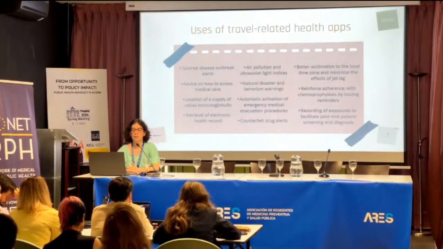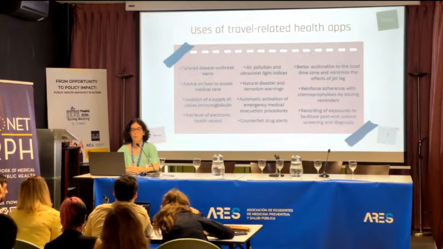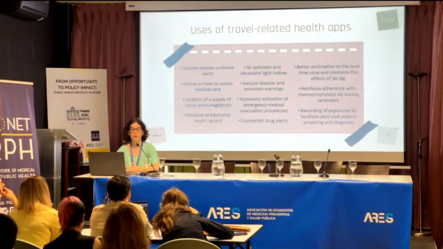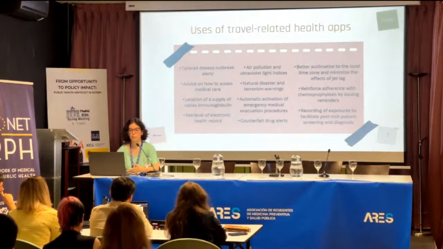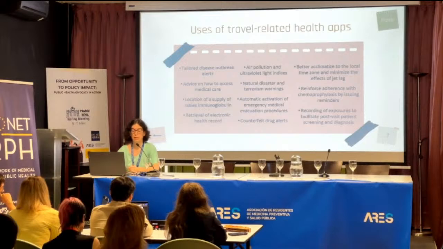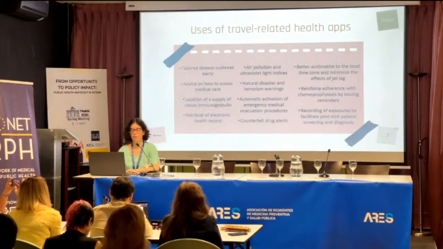There was also a discussion of what these health apps could help do and what they could be used for, especially tailoring outbreak alerts and providing advice on where and how to access medical care in the foreign country. For instance, providing information on supplies for immunoglobulin when necessary, retrieving health records, providing information on air pollution and ultraviolet light indexes, also warnings for natural disasters, helping evacuation procedures when necessary, and providing drug alerts when in conflict. They could also help reduce jet lag, reinforce adherence to chemoprophylaxis by issuing reminders, and record all the exposures to facilitate post-travel diagnosis.